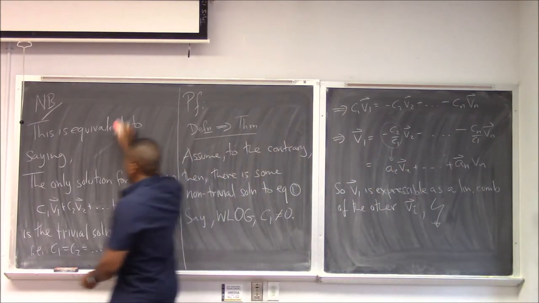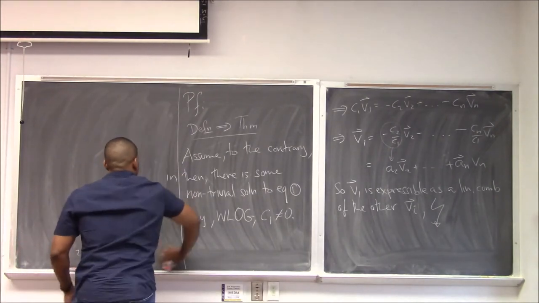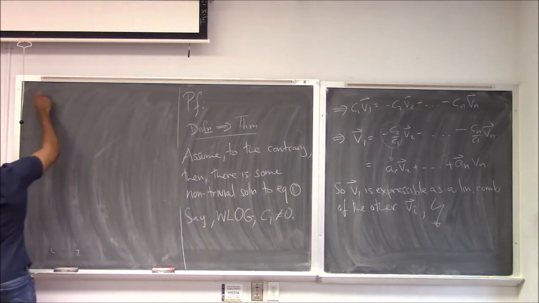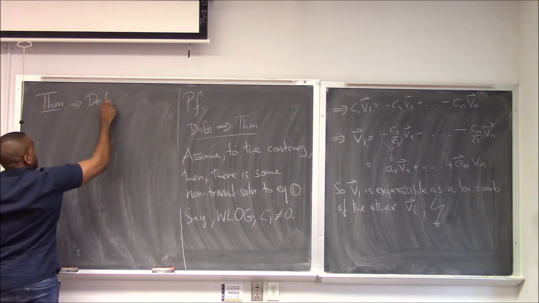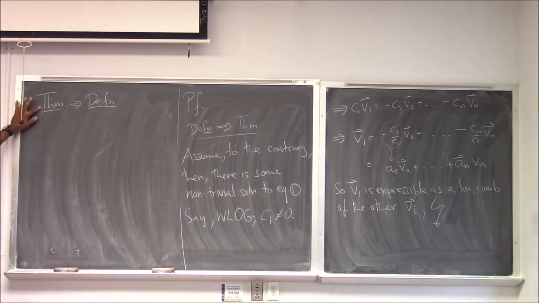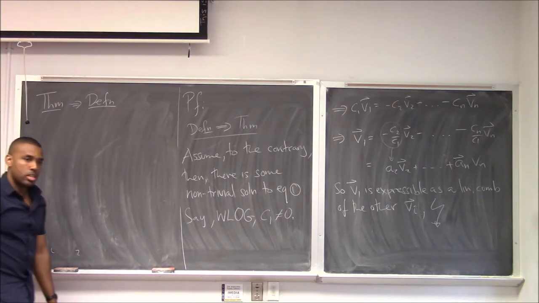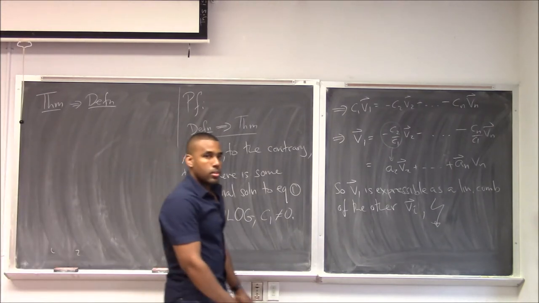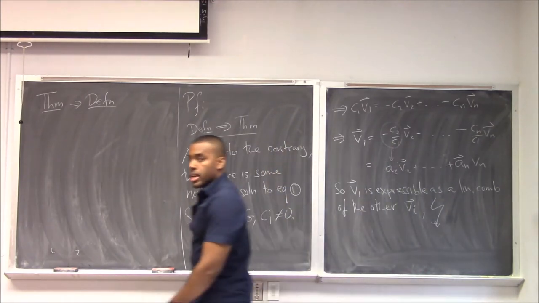What about saying that the theorem implies the definition? Meaning, if setting up that equation only has a trivial solution, it will imply that no vector is expressible as a linear combination of the other vectors. How do you prove that direction?